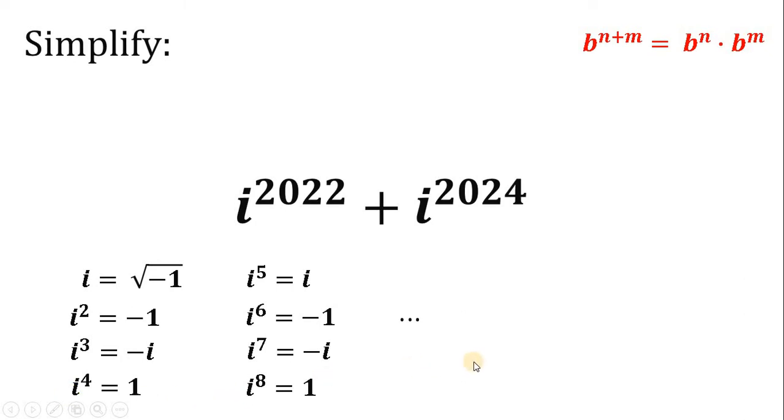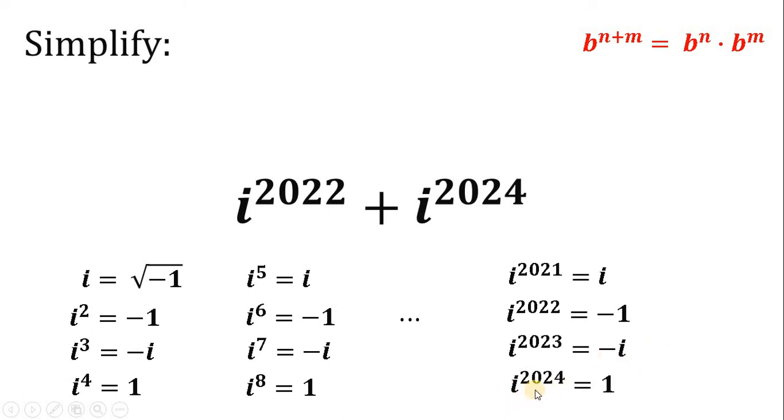And the pattern continues. Therefore, we can say that i raised to 2022 is the same thing as i squared, which is negative 1. i raised to 2023 is the same thing as i raised to 7, and i cubed, or simply equal to negative i. And the last one, i raised to 2024 is the same thing as i raised to 8, and i raised to the fourth power, which is 1.